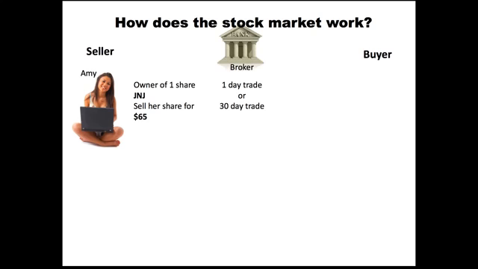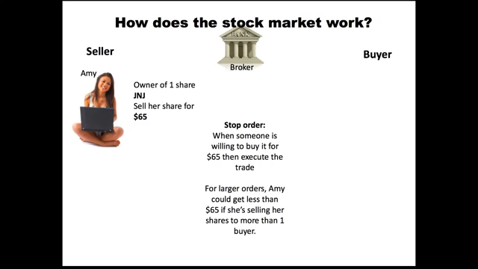So when Amy does this and she's going to sell her one share, she has the ability to put it on the market for one day for her $65 that she wants, or she could set it up for a 30-day trade, meaning that she has 30 days to find somebody that will buy her share for $65.